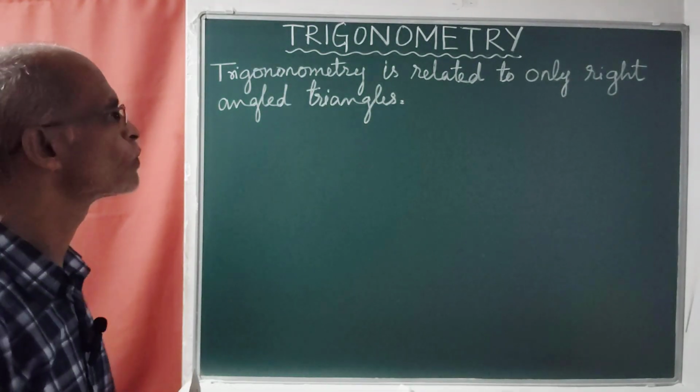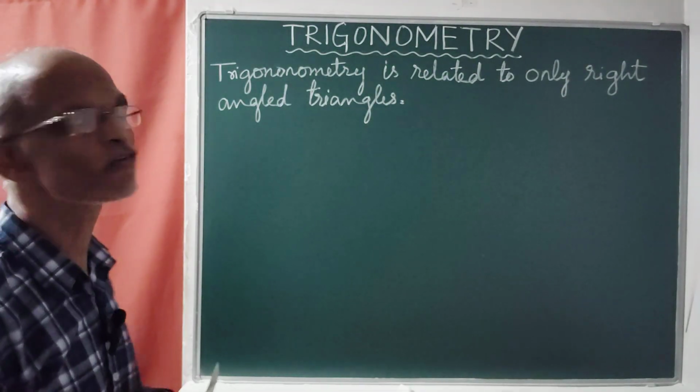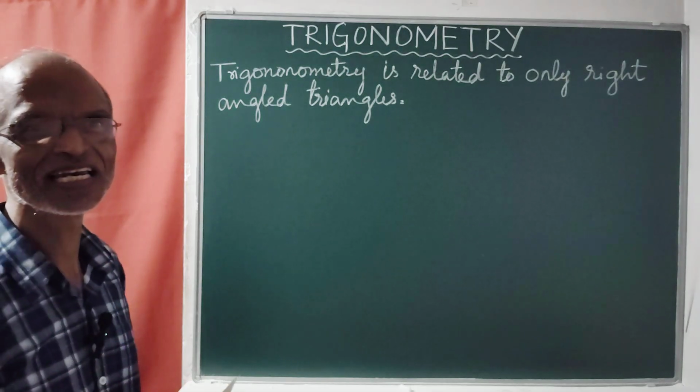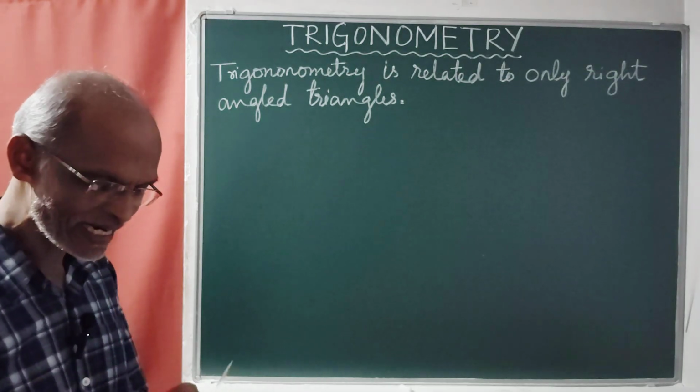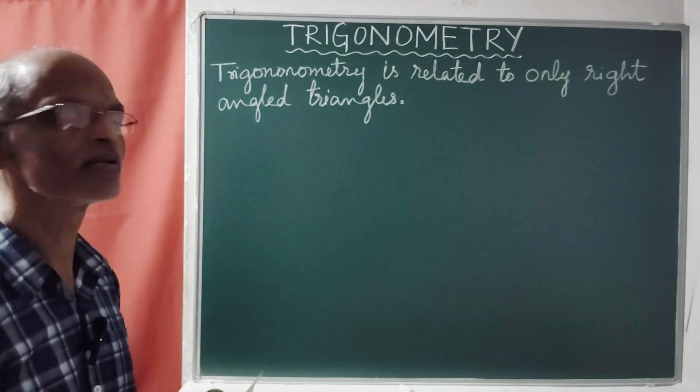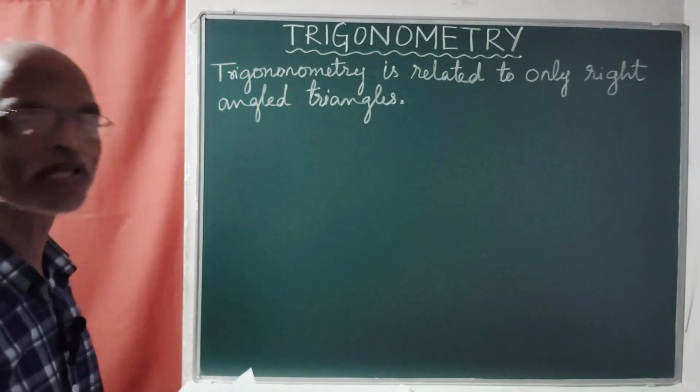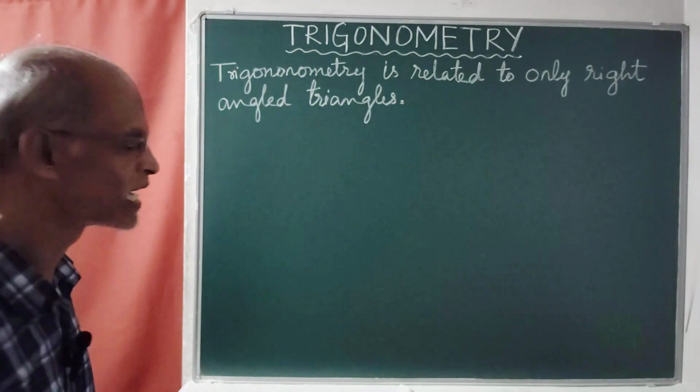Now we will see what is the meaning of right angle triangle. A right angle triangle is a triangle in which one of the angles is a right angle.